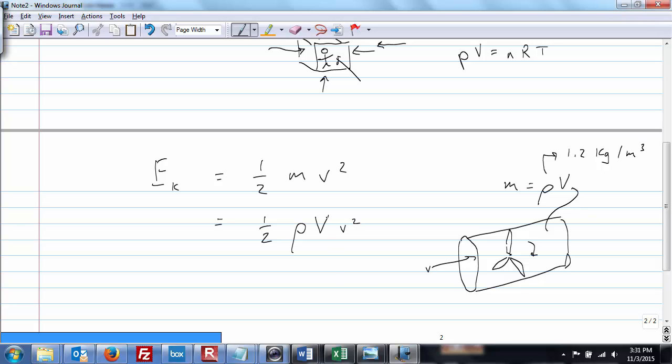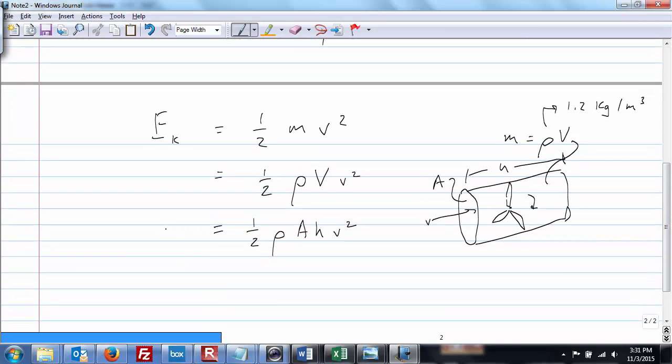Okay. So the volume is just the area of the base of the cylinder times some height, or some length, however you want to think about it. Whatever volume of air is basically the cylinder. It's got an area, it's got a height. So we'll keep writing. E kinetic equals 1/2 rho A H v squared. So far, so good.